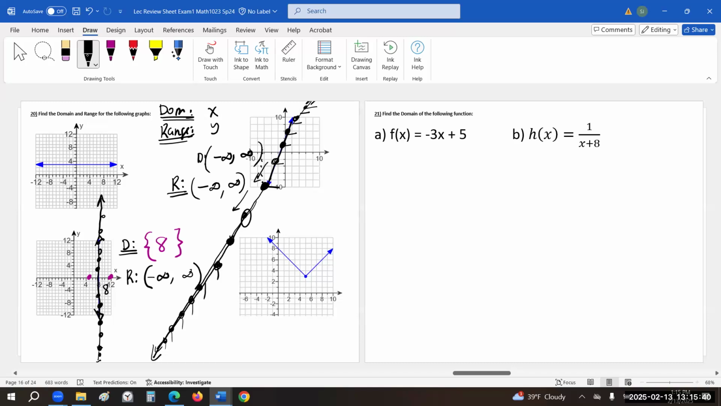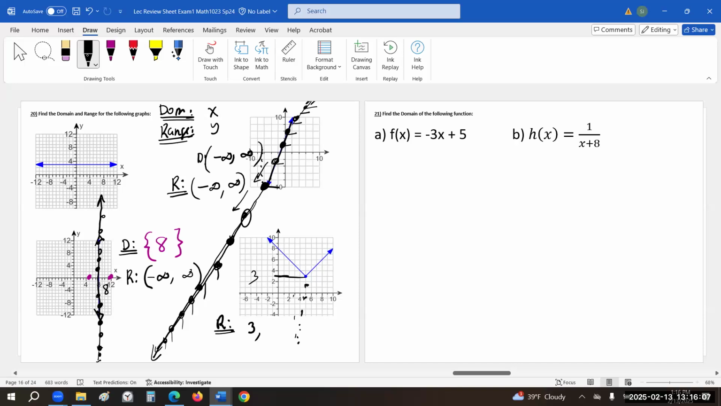Let's do the last one. And let's do the range. In your V, what is the smallest y value you see? 3. Here. Do you see any y value smaller than 3 in your graph? No. So we must start our range from 3.